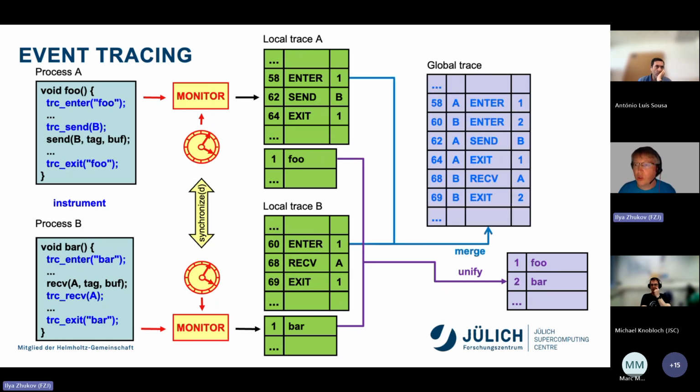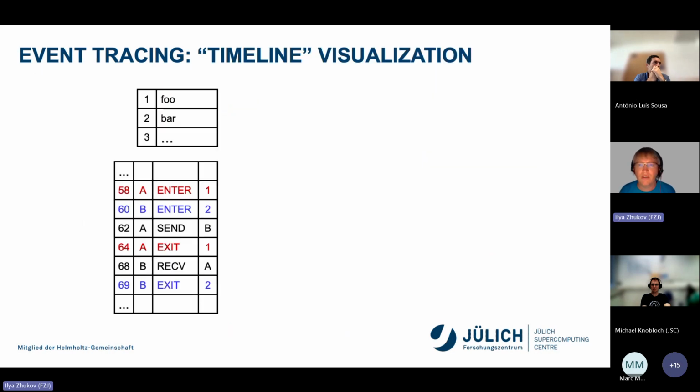Then we'll also merge traces A and B into a single global trace. It's again a virtual merge, and we'll update all the values here to have a global trace. And what we can do with these two tables after the trace is collected, we can visualize it, for example, or analyze it in some way. So here we have our global trace and global definition, and we would like to visualize this.